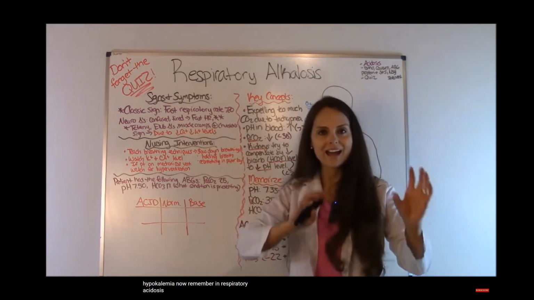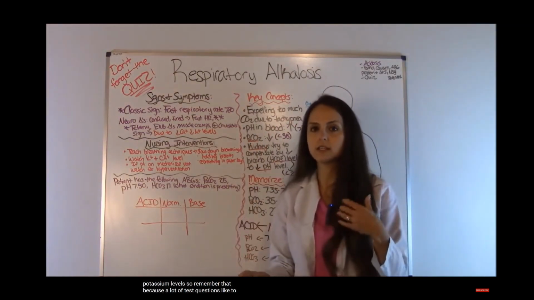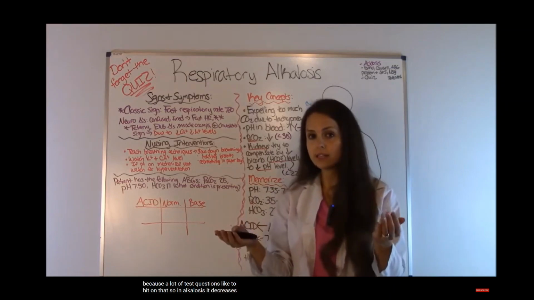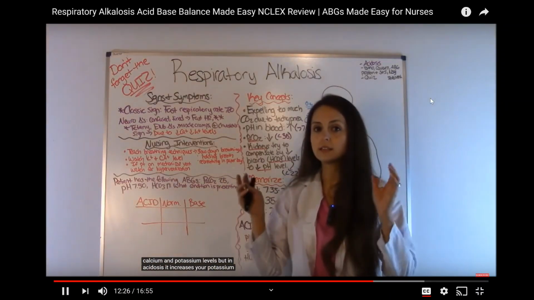Now remember, in respiratory acidosis, it actually increased the potassium levels. So remember that, because a lot of test questions like to hit on that. So in alkalosis, it decreases calcium and potassium levels. But in acidosis, it increases your potassium level.